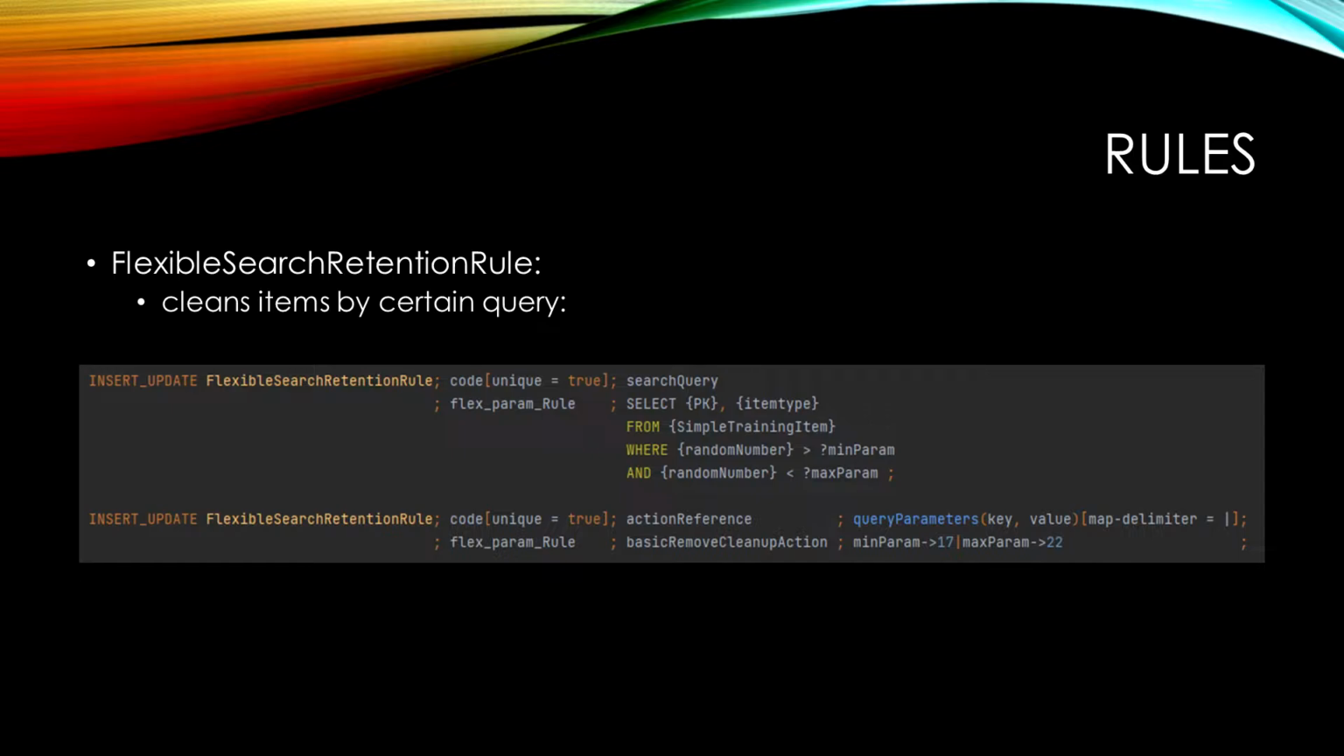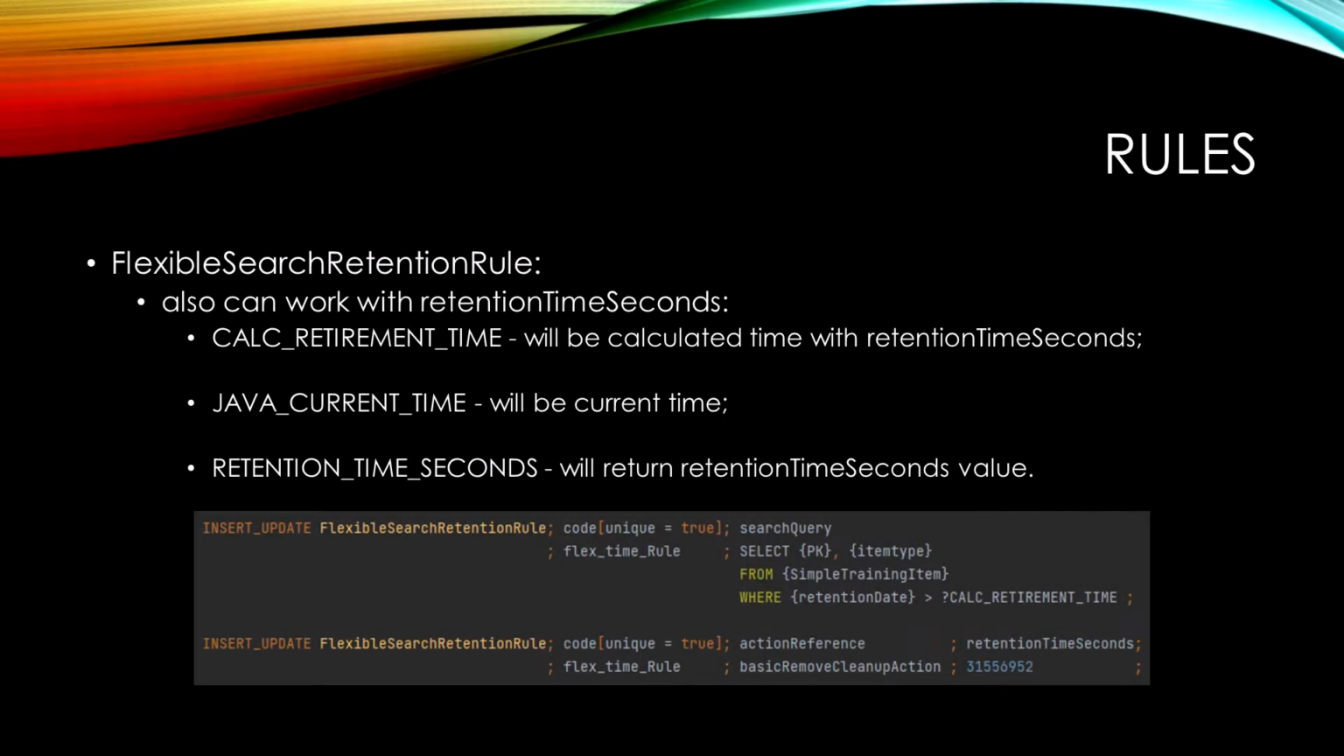Second kind of retention rules is flexible search retention rule. It cleans items that are returned by the certain query. There are few variables that can be used inside the queries. Calc retirement time will be calculated using retention seconds attribute, Java current time, and retention time seconds direct value from the attribute.